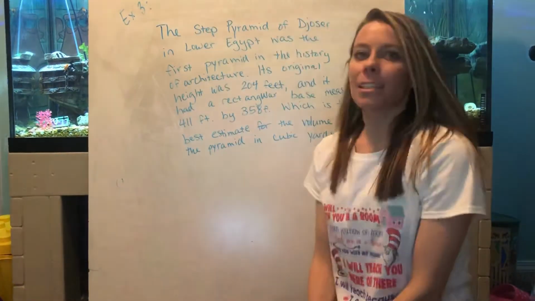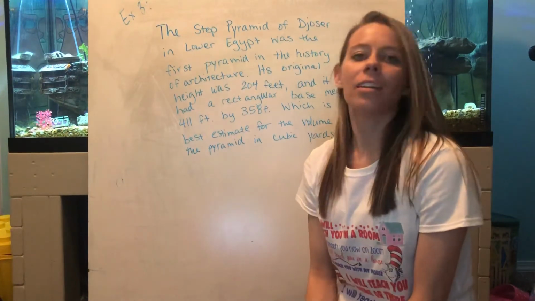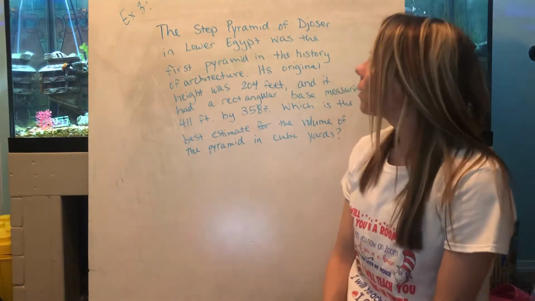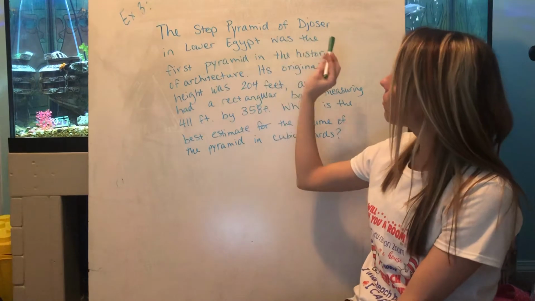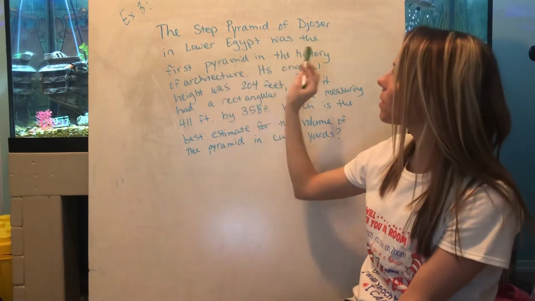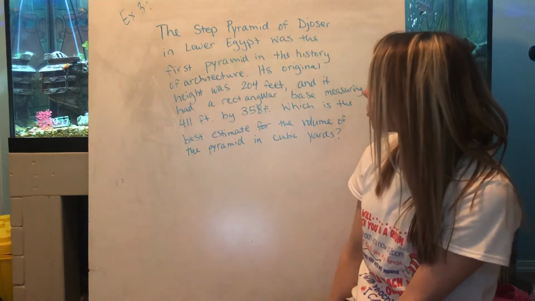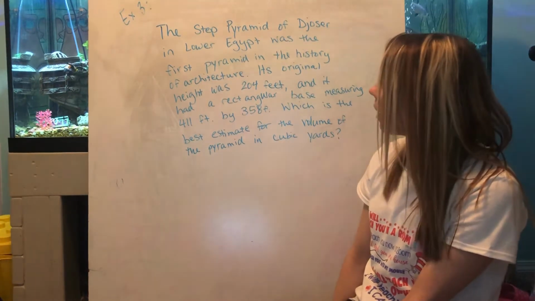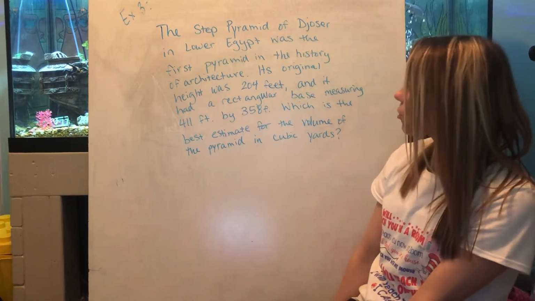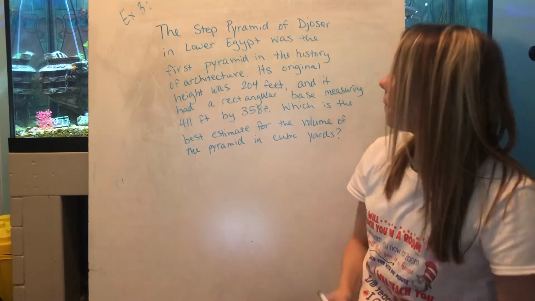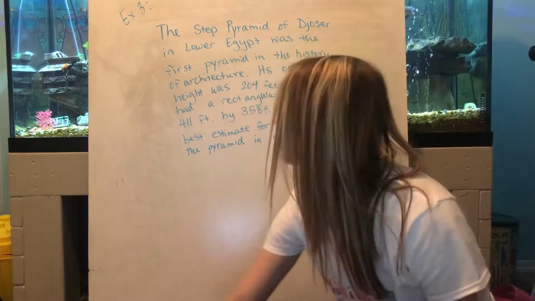Everybody, this is example 3, the last example of calculating volumes of a pyramid. We have the step pyramid of Djoser in Lower Egypt, which was the first pyramid in the history of architecture. Its original height was 204 feet and it had a rectangular base measuring 411 feet by 358 feet.